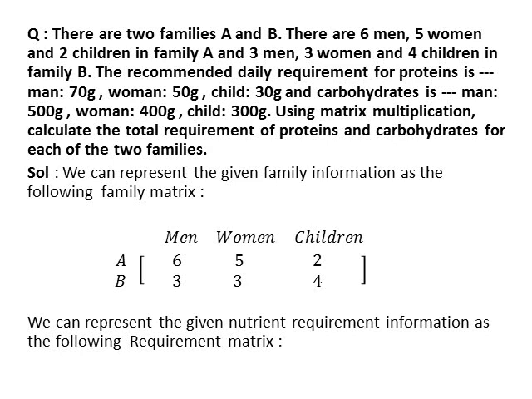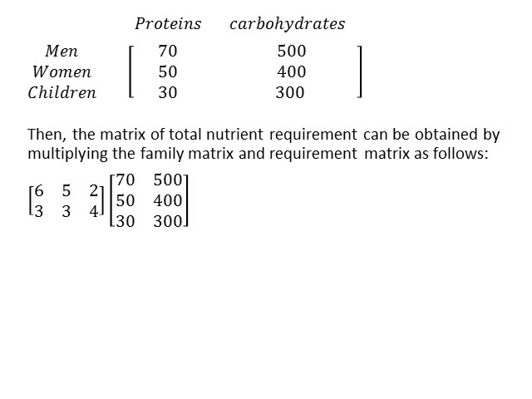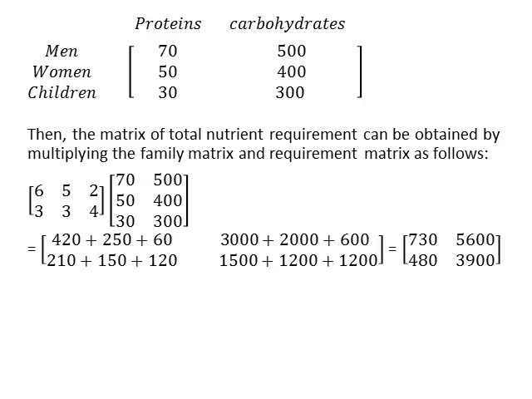Similarly, we can represent the given nutrient requirement information as the following requirement matrix of order 3 by 2. Now, the matrix of total nutrient requirement can be obtained by multiplying the family matrix and requirement matrix. Here, the family matrix is of order 2 by 3 and the requirement matrix is of order 3 by 2. So, their product is a matrix of order 2 by 2. Now, following the rule of matrix multiplication, take the product of these two matrices as shown here.